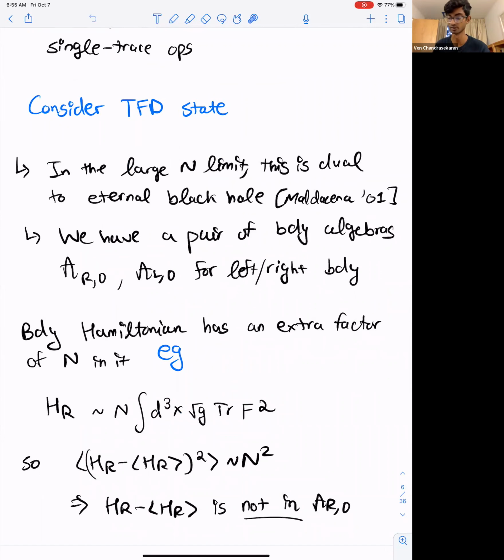Let's say we focus on the right Hamiltonian. Whatever I say about the right will analogously go through for the left. The form of the Hamiltonian is roughly speaking something like this: it's some integral of some operator like trace F squared, but it has this extra factor of N up front. So if you compute fluctuations in the energy of the trace subtracted Hamiltonian, that is going to scale like N squared. So when you take the N goes to infinity limit, the Hamiltonian has unbounded fluctuations, which means that at N equals infinity, this operator here is not going to be in this single trace algebra because of these fluctuations.